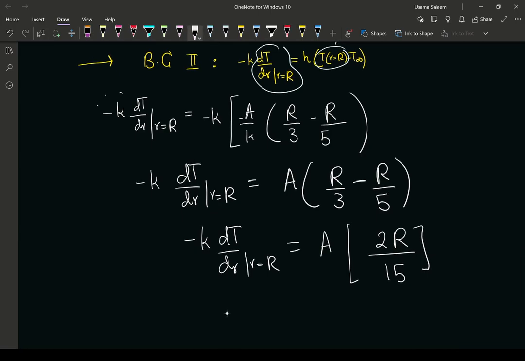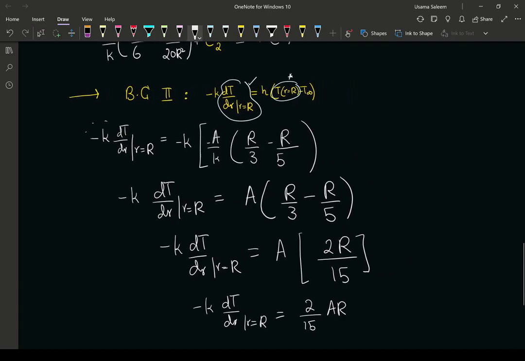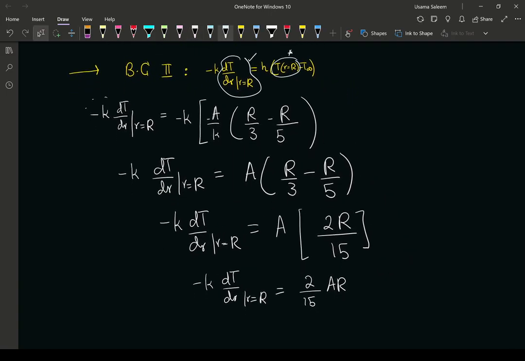Let me know in the comments if you think I've made a mistake, because I have a history of doing that, so you can help me. We can help each other. So okay, I have my left side. The left side of the boundary condition is ready. Yay.